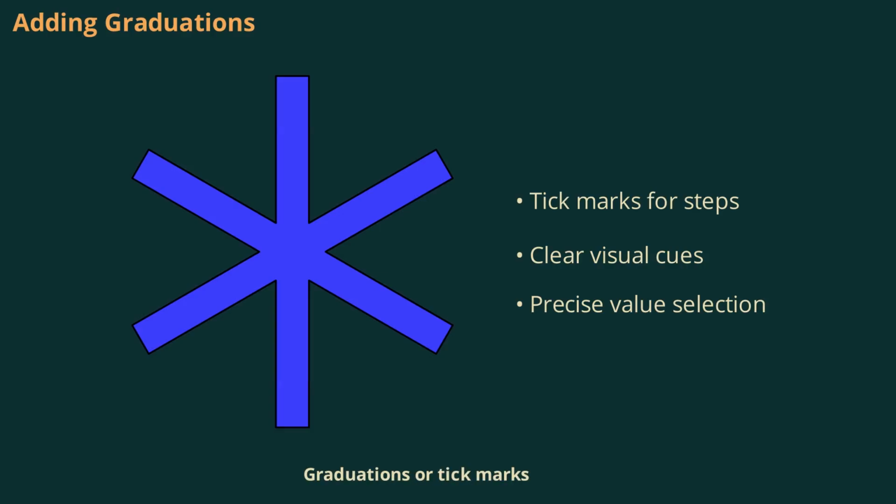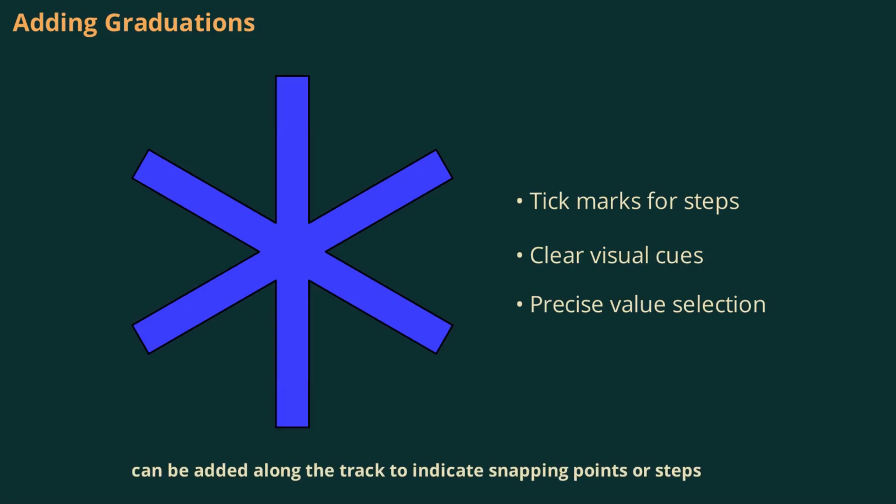Graduations or tick marks can be added along the track to indicate snapping points or steps. By measuring the path's length and spacing graduations evenly, you provide clear visual cues for users. Circles can mark the ends, while lines indicate intermediate steps. This feature is especially useful for sliders with discrete values, making it easier for users to select a precise value.